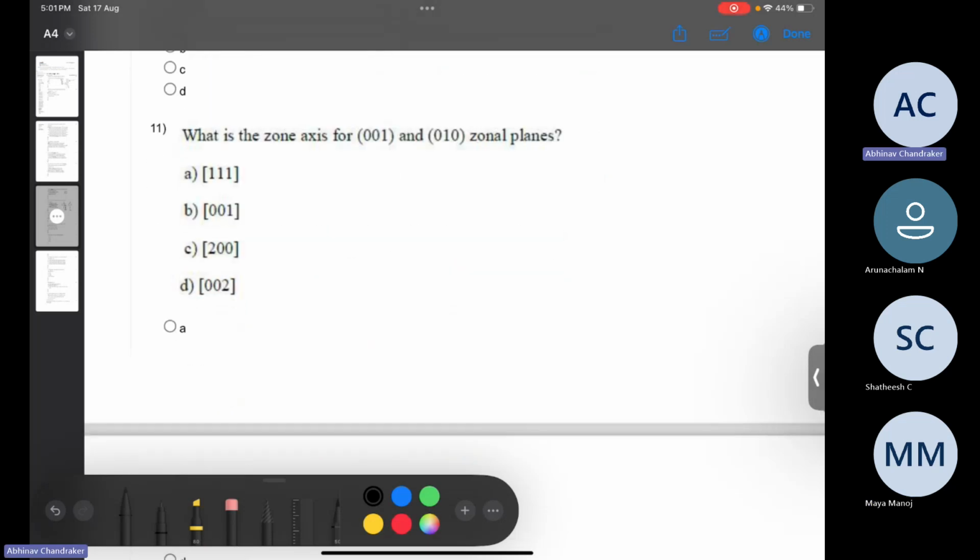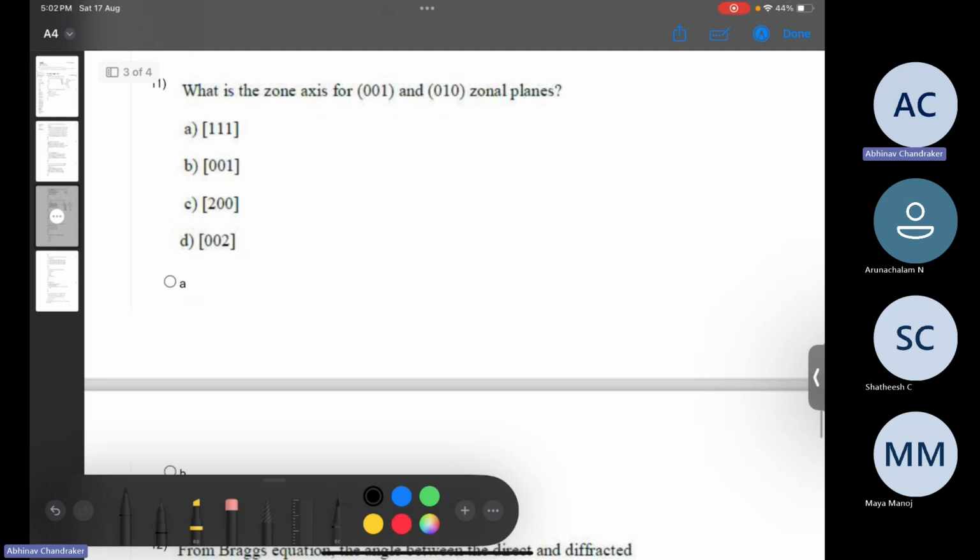Now comes, what is the zone axis for these two zonal planes? Any thoughts on this? What could be the zone axis for these two planes? We know that zone axis is the direction which is perpendicular to the normals of all the planes. So which of these directions will be perpendicular to these two normal directions?